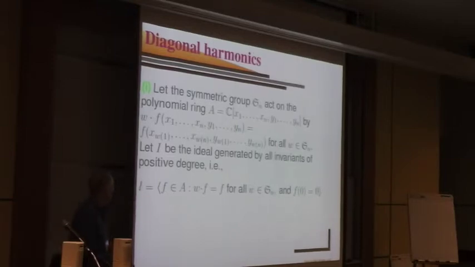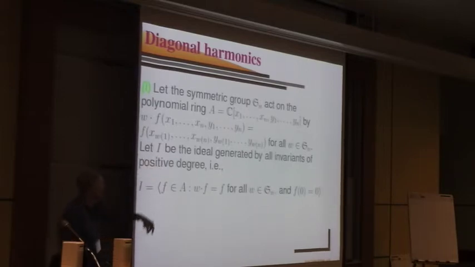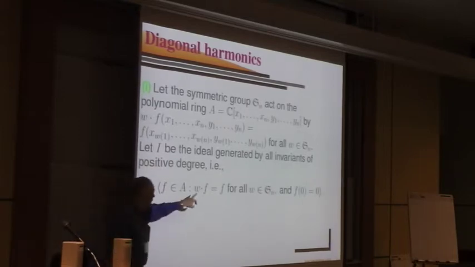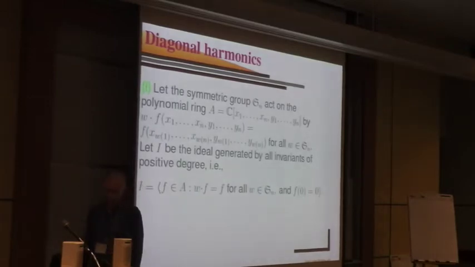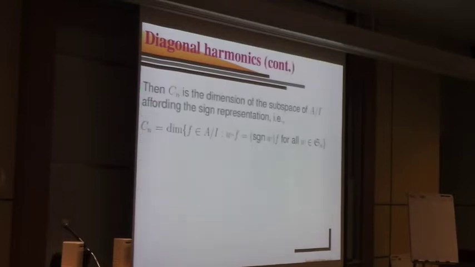I is the ideal generated by all invariants of positive degree, or equivalently, all polynomials with 0 constant term in this ring that are fixed by every element of the symmetric group. Now, if you just had one set of n variables, it's a very classical situation. This quotient ring, where you mod out by the ideal, is a finite dimensional vector space of dimension n factorial, and Sn acts as the regular representation. But for diagonal harmonics, it's much more difficult.